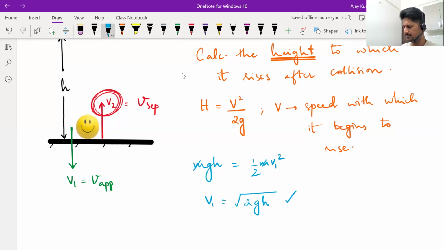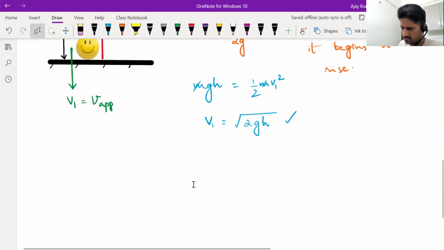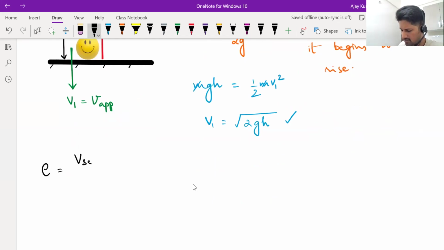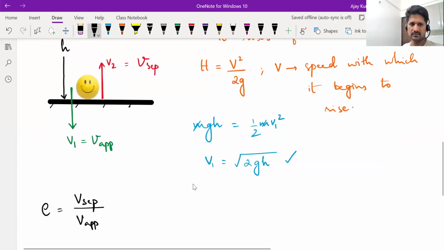Vanilla, you tell. E equals (v2 minus v1) by (u1 minus u2). E, the coefficient of restitution, is the relative speed of separation by the relative speed of approach. Here, since the second object, the earth, is at rest, the first object's speed itself will be the speed of approach and speed of separation. So the speed of separation, you can call it V2.